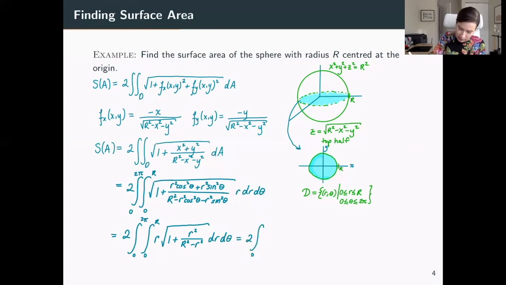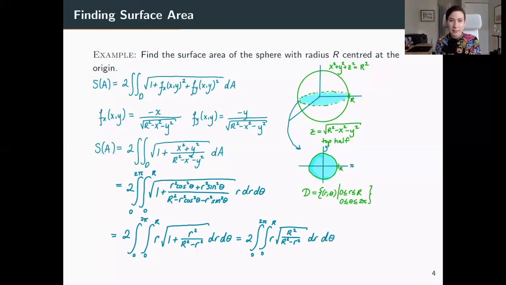So we'll again have the integral from 0 to 2 pi, the integral from 0 to R, and then simplifying again the inside of the square root, we have our r on the outside, and then on the inside, we're just going to be left with big R squared divided by big R squared minus little r squared. So that's getting a common denominator and bringing everything together. So then we have our dr and our d theta.